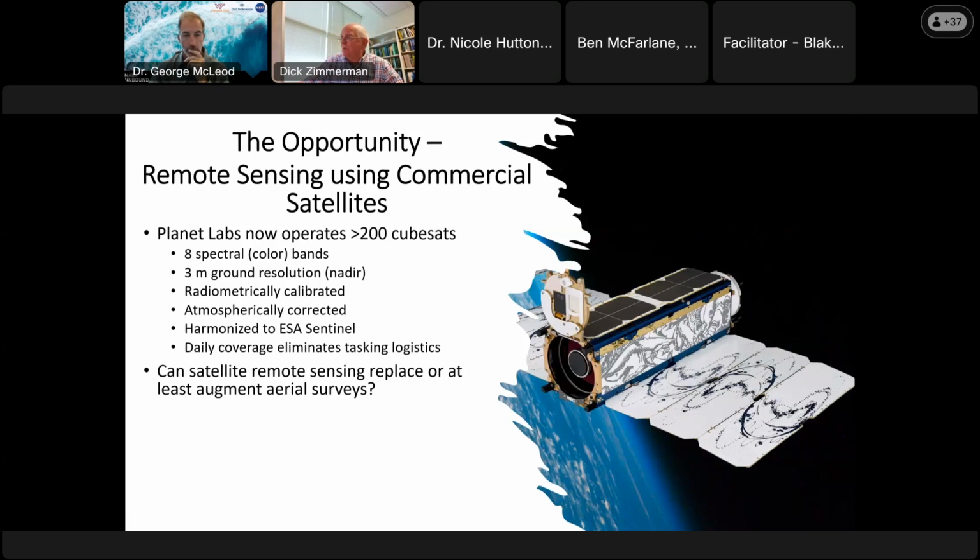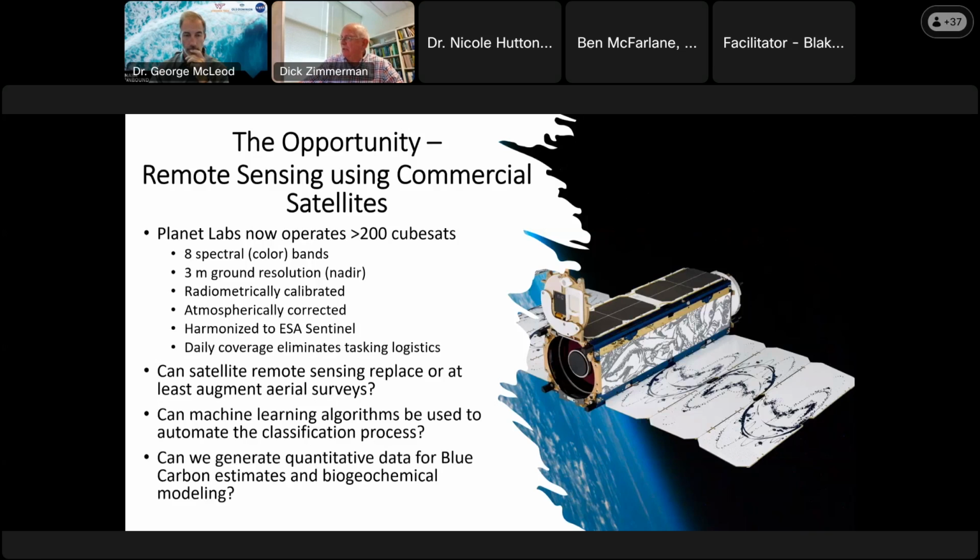So we've been exploring the utility of these satellites to replace or at least augment the aerial surveys. Also to determine if they are sufficiently well calibrated to use to automate the classification process. And if we can do that, can we generate quantitative data for estimating blue carbon and biogeochemical processes? These Planet Labs data are being made freely available by Planet Labs for research activities.